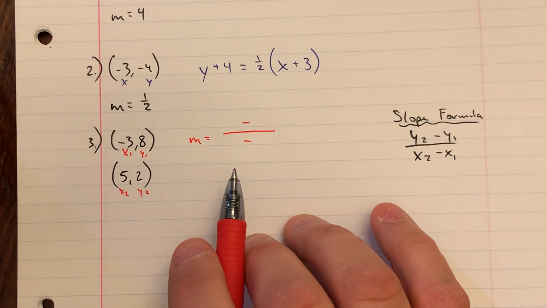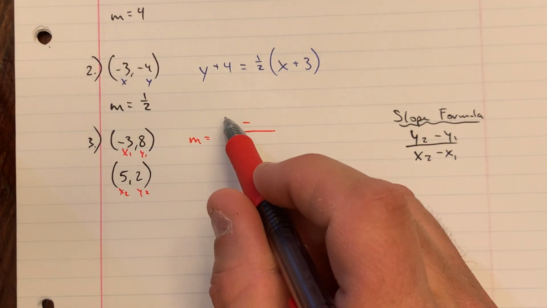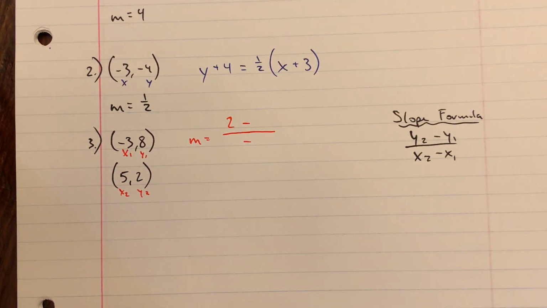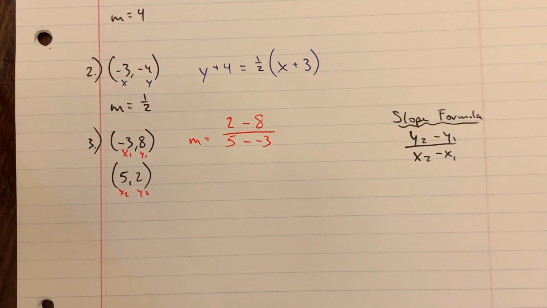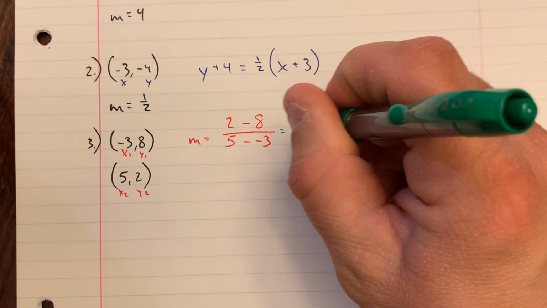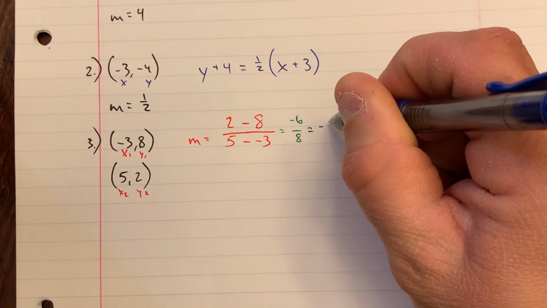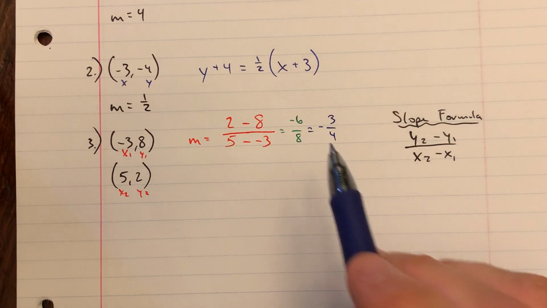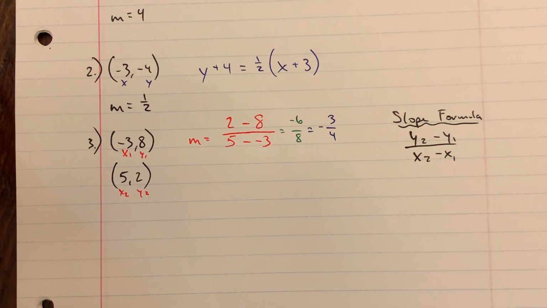So this is kind of how I always do it. Draw my fraction bar, subtract sign on top, subtract sign on bottom, and plug our numbers in there. This point is our y2, which is 2. And then our 8, our 5, and our negative 3. So 2 minus 8 is negative 6. 5 minus negative 3 is positive 8. And this should simplify to negative 3/4. That is our slope.